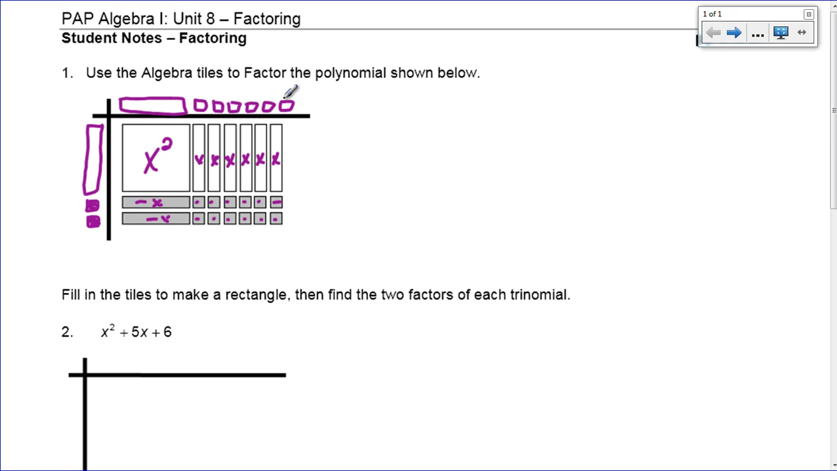Well, I'm just going to turn this into algebra. This becomes an x, and that's a negative 2, and this is an x and a positive 6, so my two factors are x minus 2 and x plus 6.